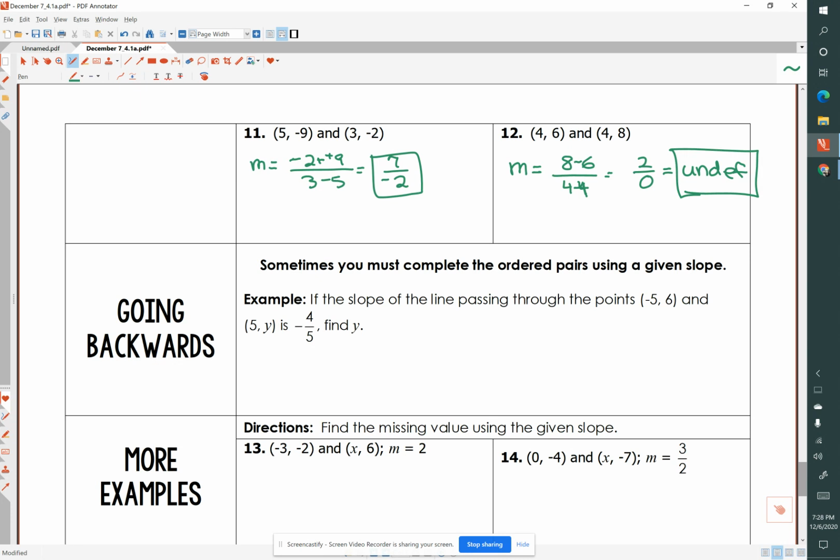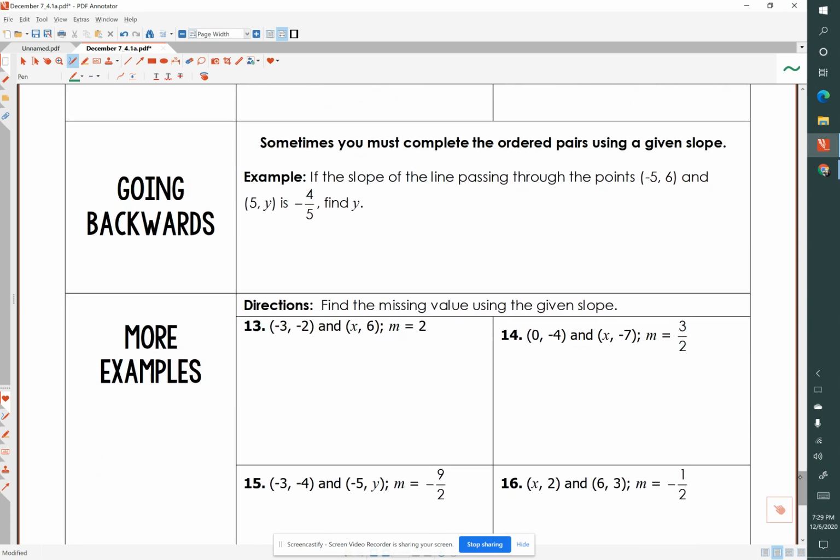It has no slope. Now, this is the part of the lesson I really want you to be mindful of and pay attention to, because I've seen this highly tested on standardized testing, and it's good for our understanding. Sometimes you have to complete the ordered pairs. We're only going to be given a slope and part of one ordered pair. So, for example, if the slope of the line passing through the points negative 5, 6, and 5, y, okay, so they didn't give us the y value, is negative 4/5, find y.